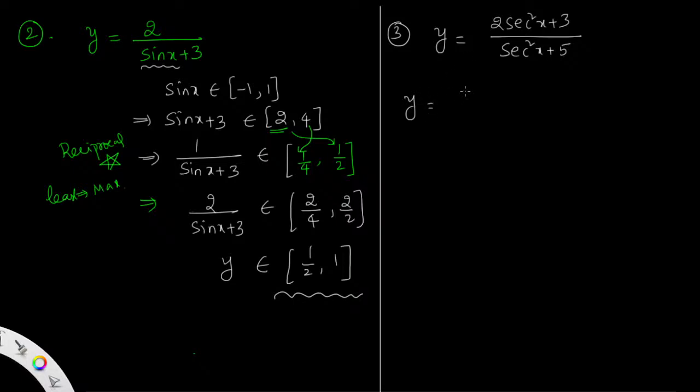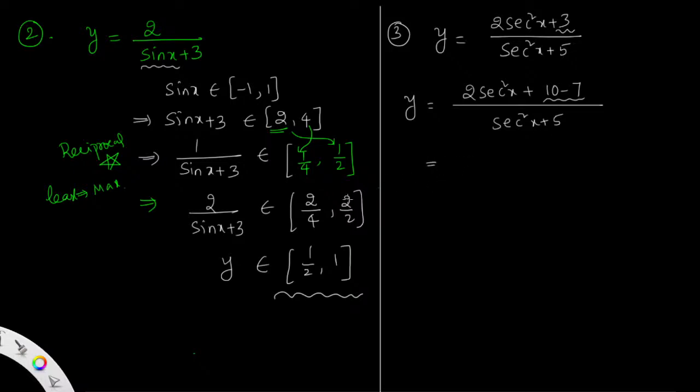So put y equal to; I am converting this for our convenience. 3 can be written as 10 minus 7. So I am writing 10 minus 7, then divided by secant square x plus 5.